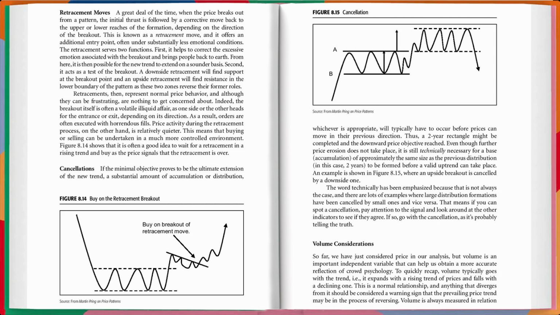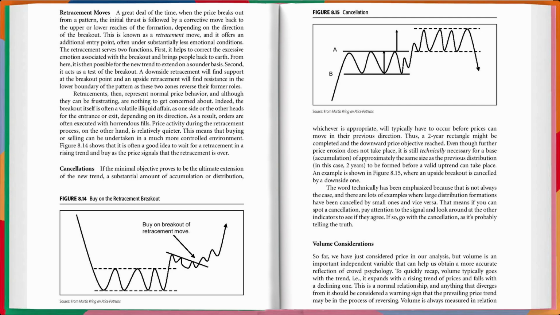Volume considerations. So far, we have just considered price in our analysis, but volume is an important independent variable that can help us obtain a more accurate reflection of crowd psychology. To quickly recap, volume typically goes with the trend, i.e., it expands with a rising trend of prices and falls with a declining one. This is a normal relationship, and anything that diverges from it should be considered a warning sign that the prevailing price trend may be in the process of reversing.